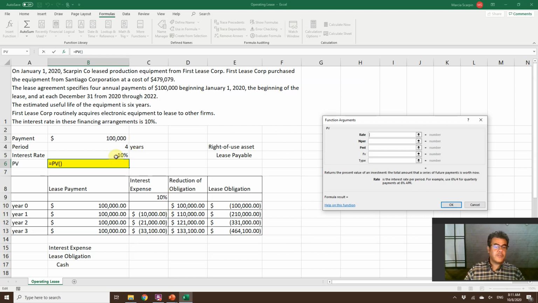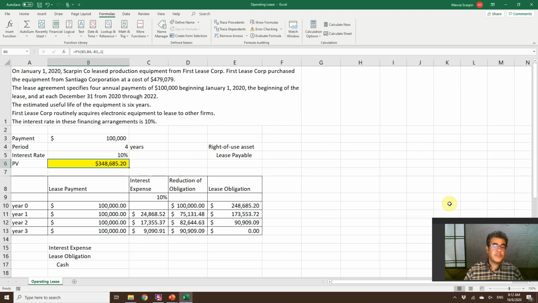So rate, 10%. Number of periods, 4 years. PMT, -100. Type 1, the first payment is at the beginning of our lease. So 348, quite lower than 479. So we are talking about operating lease. And our entry, when we are purchasing: debit, right-of-use asset, credit, lease payable.